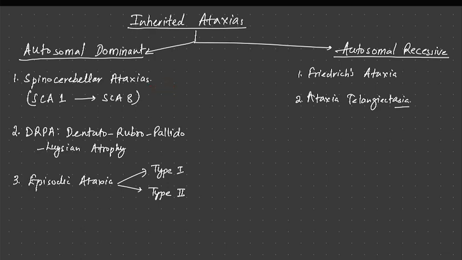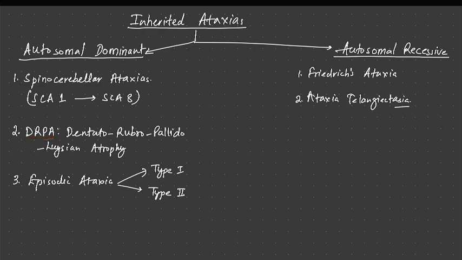Right. There are various subtypes of spinocerebellar ataxias from 1 to 8. The most important ones are the spinocerebellar ataxia 1, 2, and 3. Right. So these three ataxias need to be remembered, and we will be discussing these ataxias in detail in some other video. Second is the DRPLA. It is also an autosomal dominant inherited ataxia. Its full form is dentatorubropallidoluysian atrophy. There are various parts of the CNS which are being involved in DRPLA.